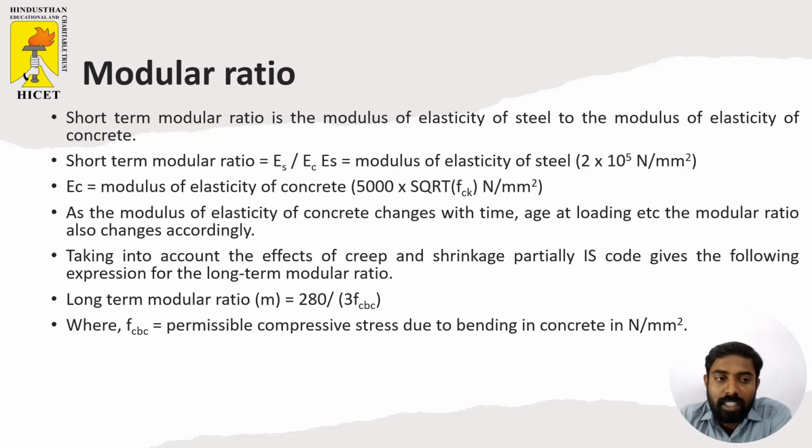As the modulus of elasticity of the concrete changes with time, age at loading, etc., the modular ratio changes accordingly. Taking into account the effects of creep and shrinkage partially, the IS code gives the following expression for the long-term modular ratio. The long-term modular ratio m is equal to 280 divided by 3 fcbc, where fcbc is the permissible compressive stress due to bending in concrete, and it is given in Newton per mm square as the unit.